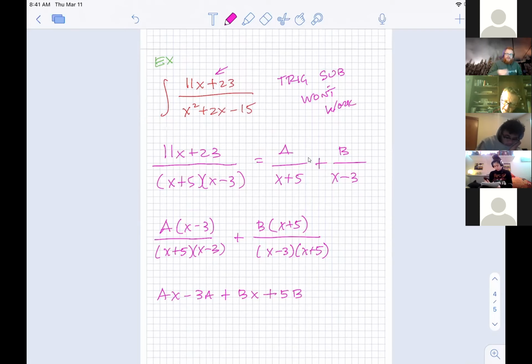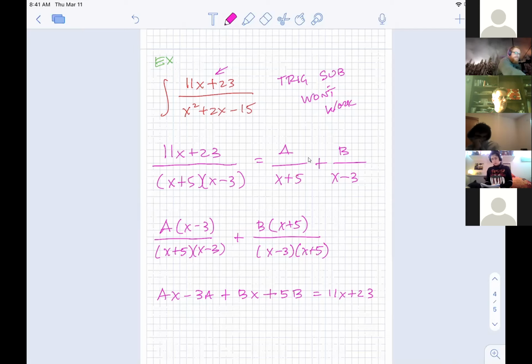Then I would need that to be equal to 11x plus 23. Now I showed you a technique for solving this. What was your idea, Eve? You had some other idea about how we should solve this. I said that you could take the first equation, like x plus b equals a number, and solve it for a, and then plug it back in for b.